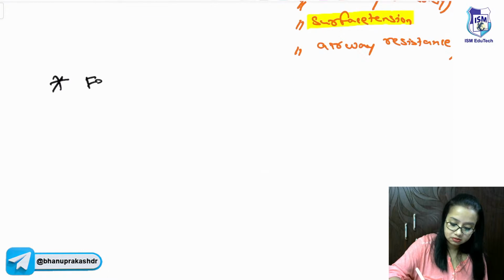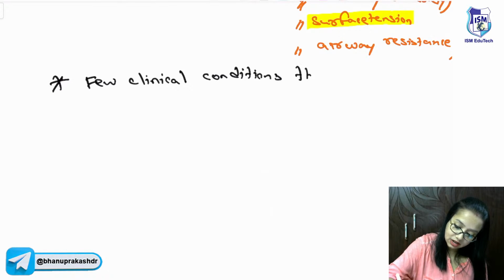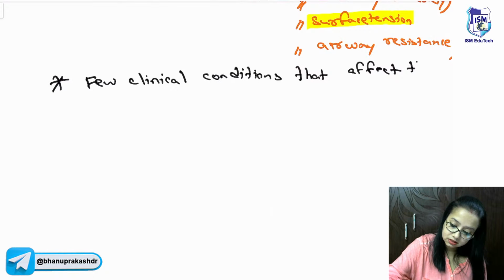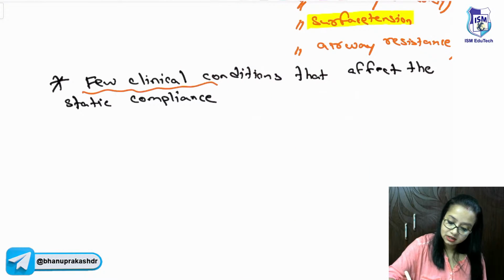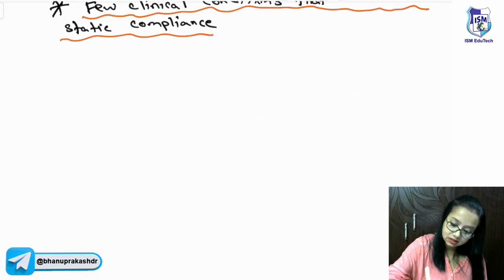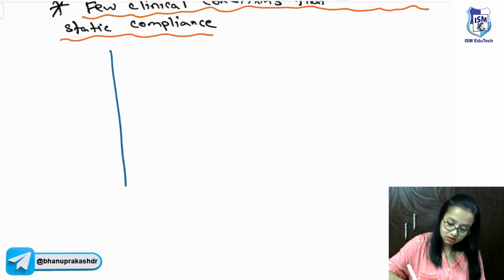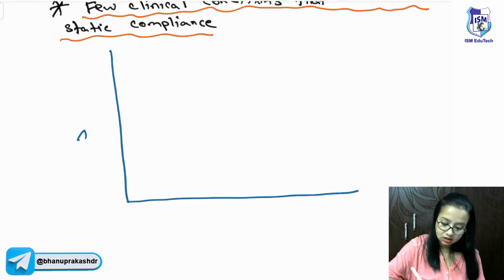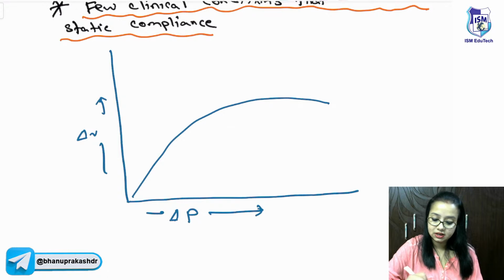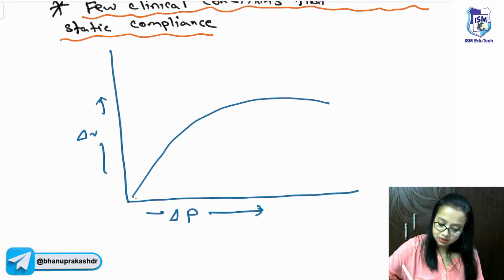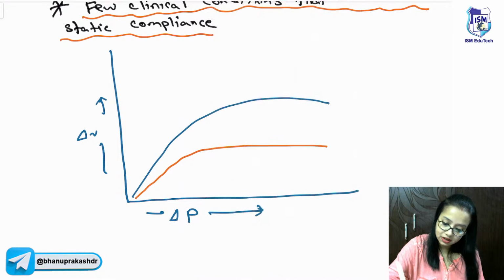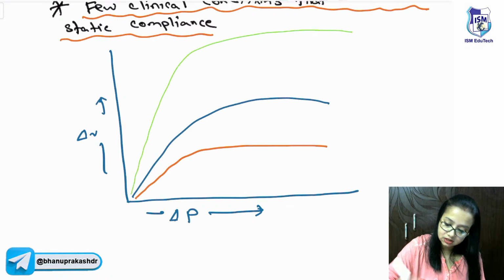Now, a few examples of clinical conditions that affect the static compliance. Rather, we can say, clinical conditions that are evident from the static compliance. Now, for example, this is our normal graph, right? This is again the volume scale, and this is the pressure scale. So what did we study? The static compliance normal is like that. Now in some conditions, the compliance may go down like this, and in some conditions, the static compliance may go much higher.